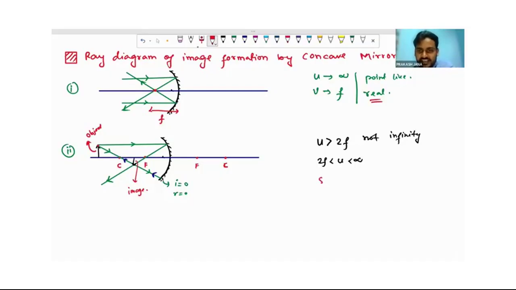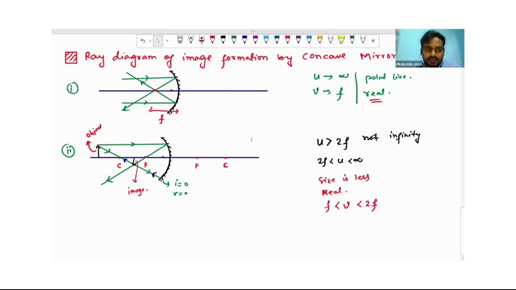What can we conclude? We can conclude here the size is less. The image is real. Its position is where? The distance is greater than F and less than 2F, isn't it? The distance between the pole and the center of curvature is 2F.